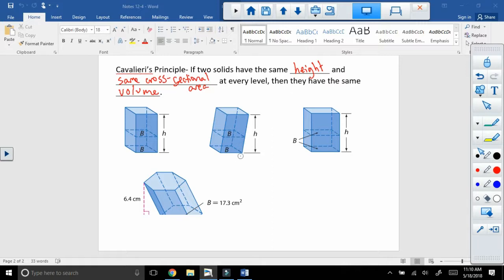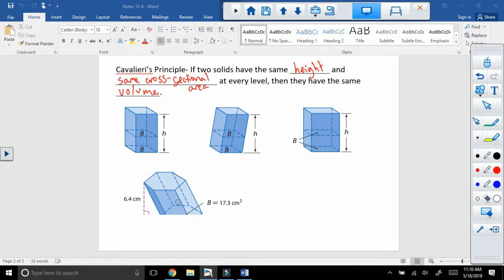Surface area does not work out the same way. We had to do surface area of only right prisms. It gets more complicated if you do more than that, but for volume it doesn't matter. As long as they have the same cross-sectional area and the same height, it won't matter.